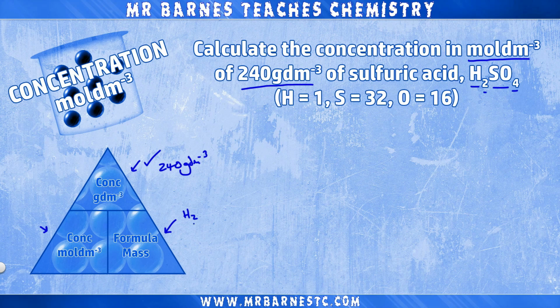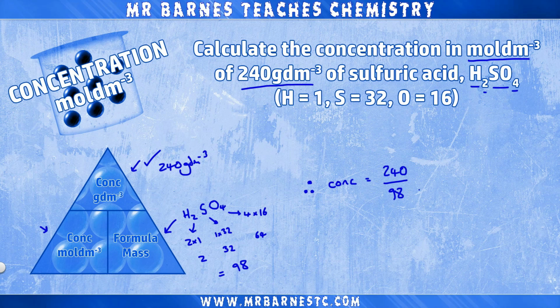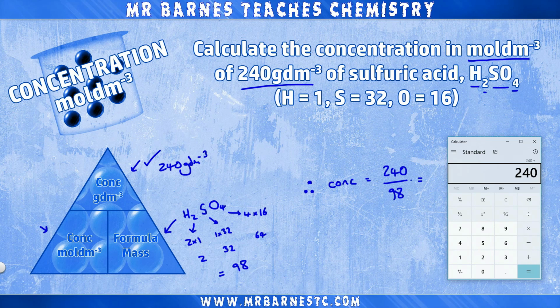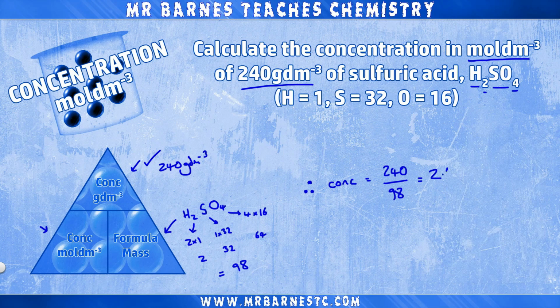If we start with the formula mass, I have two hydrogens, so 2 times 1 is 2. I have one sulfur, so 32, and I have 4 oxygens, so 4 times 16 is 64. This gives me a formula mass, if we add it all together, of 98. Next step is the conversion. I need to divide grams per decimeter cubed, 240, by formula mass, 98, which comes out to 2.4 moles per decimeter cubed. And that's my answer.